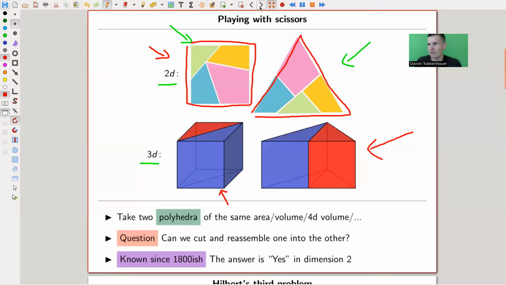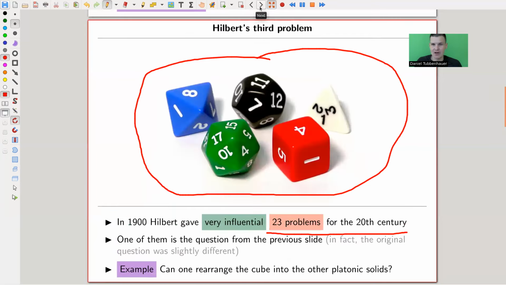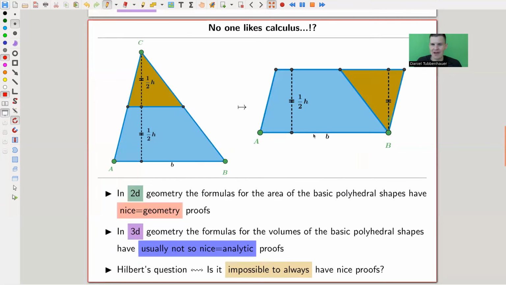So might it work in 3D? But there's an even better motivation, which I'm using Gauss's words for, maybe not quite Gauss's words. If you look up Gauss's original Gesammelte Werke, you will find this, but maybe not in this formulation. So no one likes calculus. As I said, that's probably not Gauss's formulation, more my reinterpretation of it. But essentially, what it boils down to is the following question.